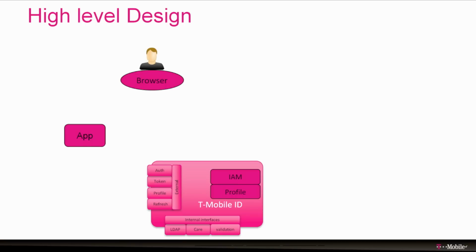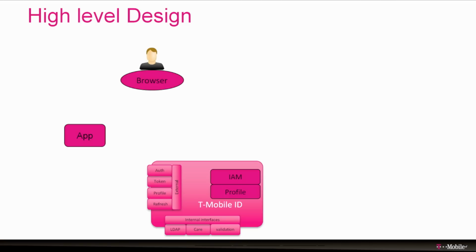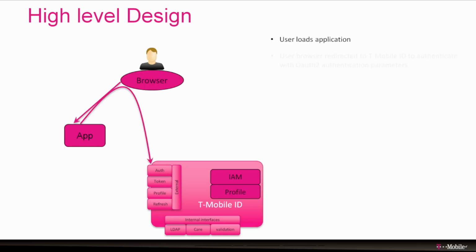It's fairly simple, straightforward. The user is on the application. We've actually built a device app, but this is a web example. The user's on the browser, and they're trying to access an application. The application is going to offload the authentication provider, right? So they're going to bounce the user through redirects over to our authentication service.